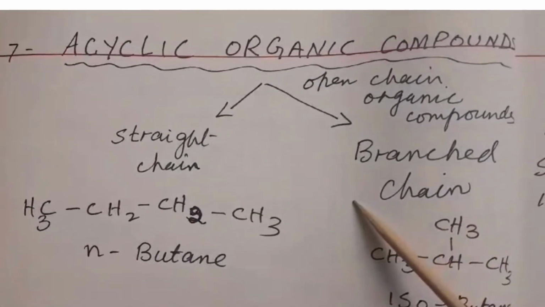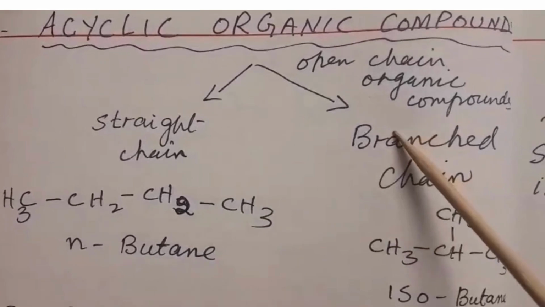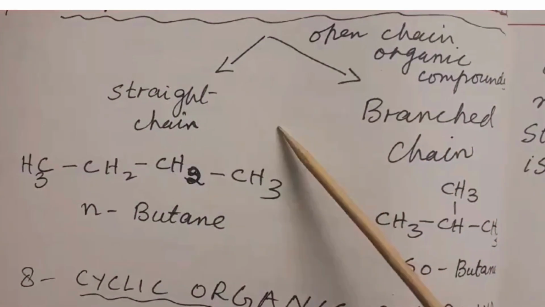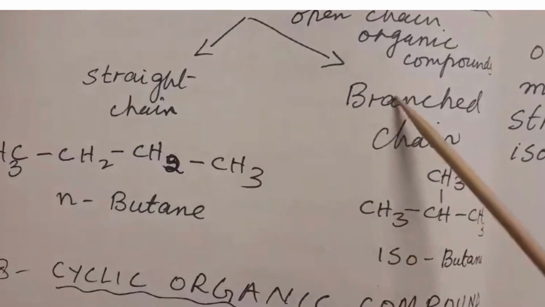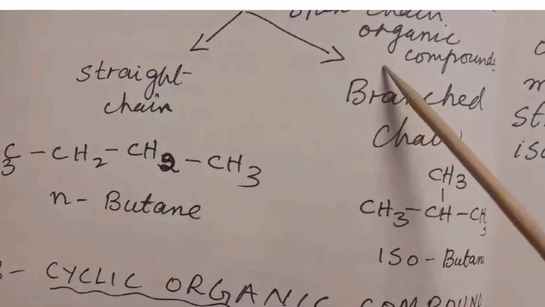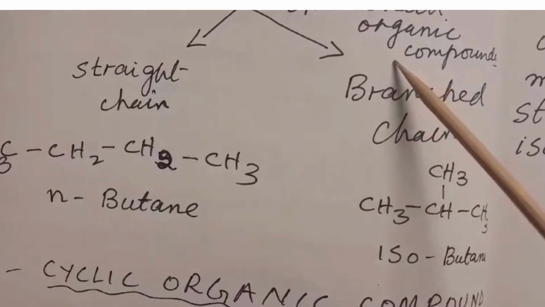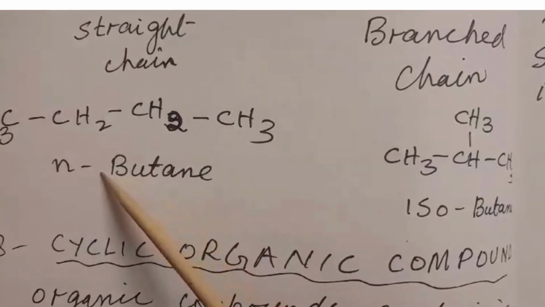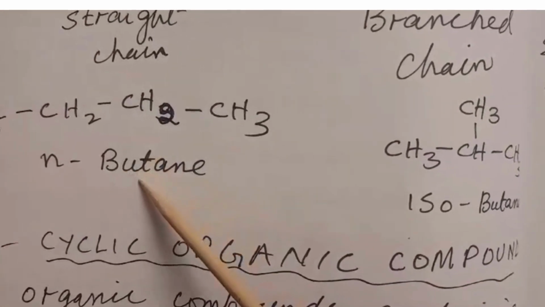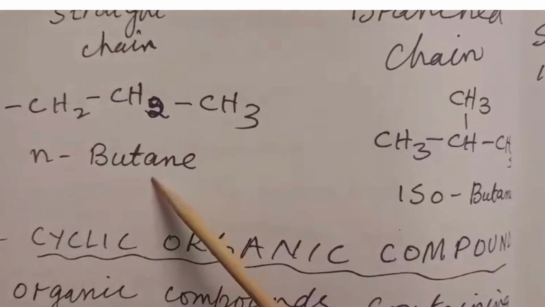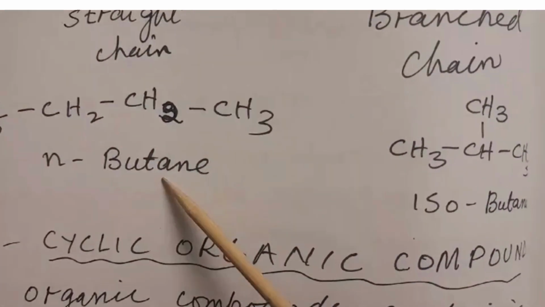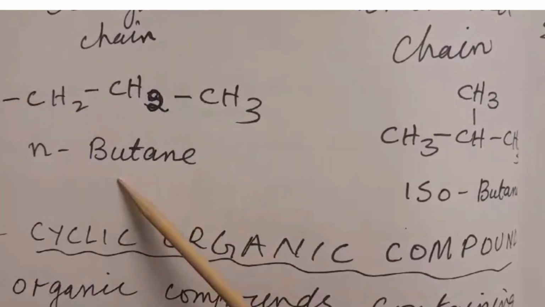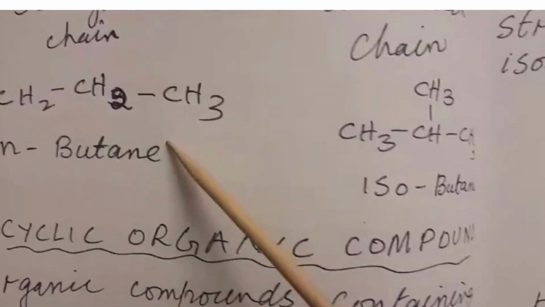Then we have another term, acyclic organic compounds. These are the organic compounds which are straight chains or branched chains. These are the organic compounds with open chain. And the examples are, this is N-butane, straight chain. This is also called the aliphatic organic compound, means it has the straight chain, and it is named as N-butane.